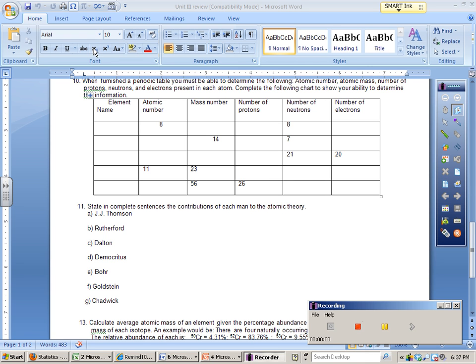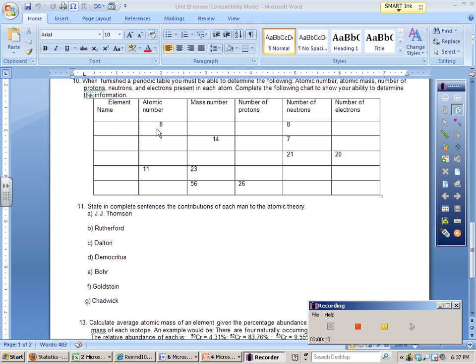Okay, this next part is giving you a table again, and this time we've added proton, neutron, and we've added the electron piece that we didn't do previously. So we're looking for element's name here, atomic number, mass number, number of protons, neutrons, and electrons.